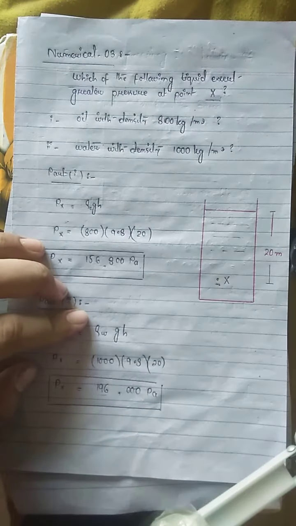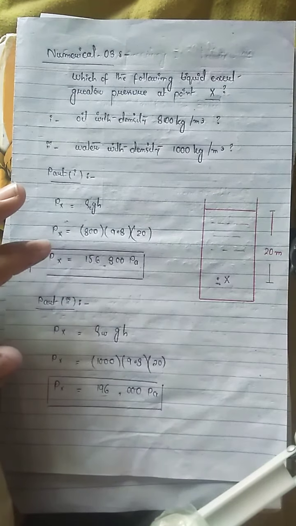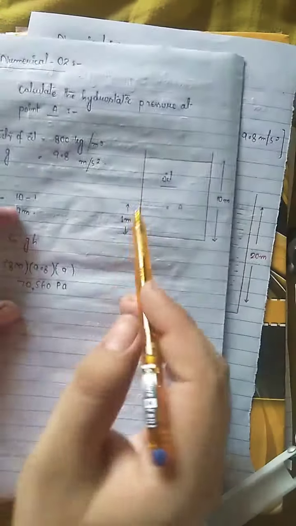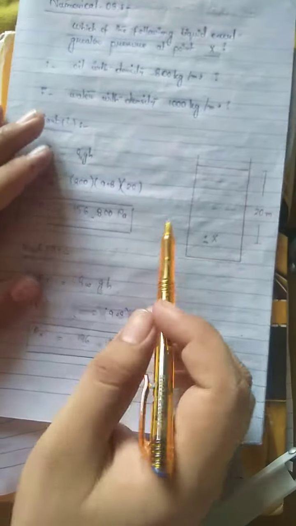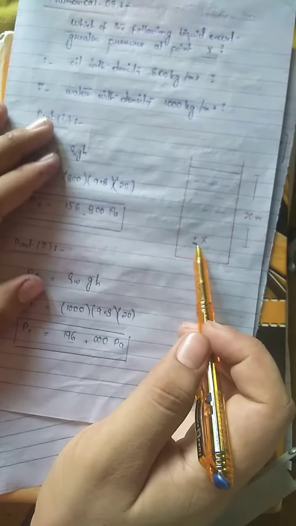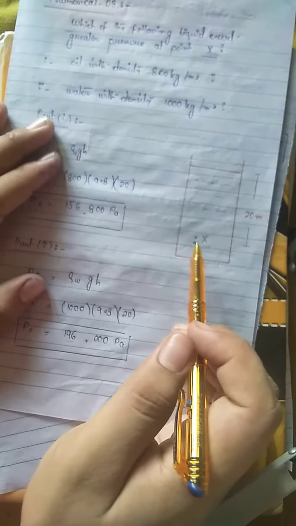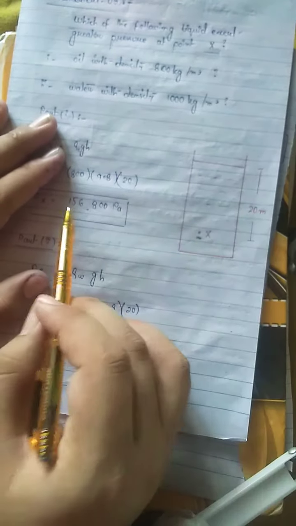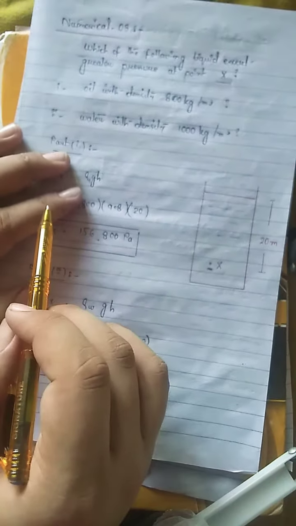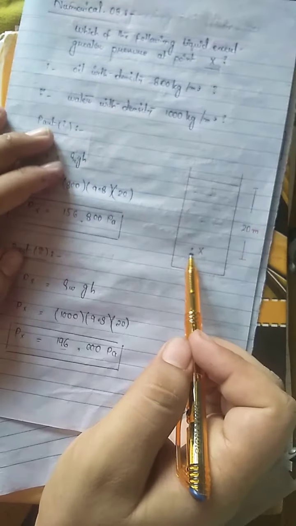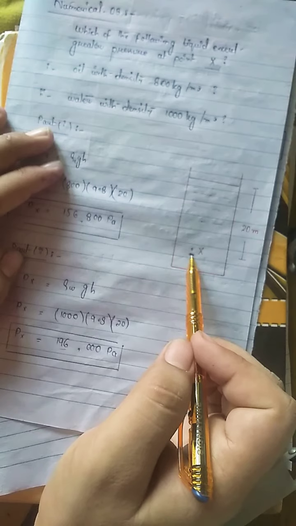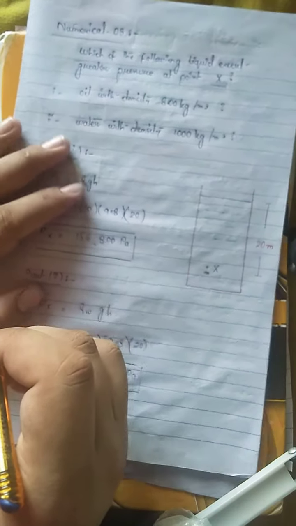So these are the two learnings in this lecture. The first learning is that we will always measure the depth of a point from the surface of the liquid, and the second learning is that at a given point the pressure exerted by the liquid is dependent on the density of the liquid. If we take a liquid which is denser, then it will exert greater pressure as compared to a liquid which has a lower value of density.